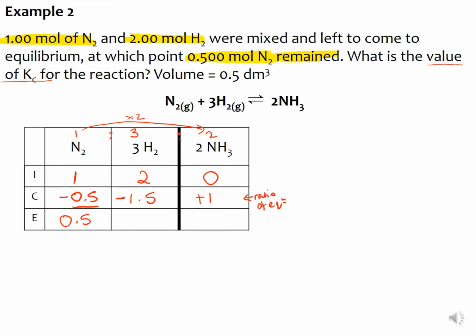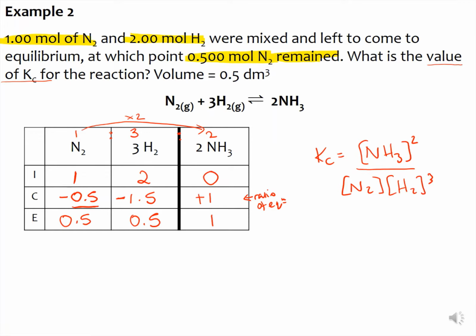Now that we've got that filled in, we can work out the missing bits of the table. So H2 at equilibrium, 2 minus 1.5 means that we will have 0.5 left at equilibrium, and we're going to make 1 mole of NH3, 1 mole of ammonia. Now we're being asked for Kc, and Kc is, as we've said before, concentrations. So the expression is going to be NH3 squared, because that's the products and it's a stoichiometry of 2, divided by N2 to the power of 1, times H2 to the power of 3.